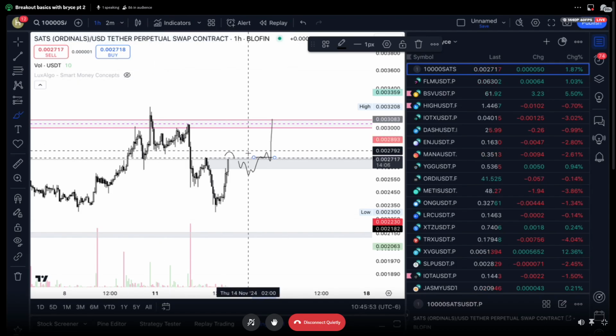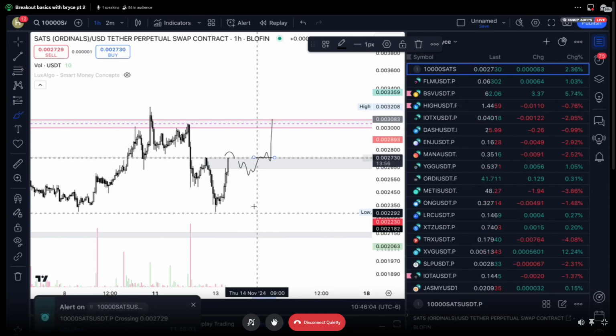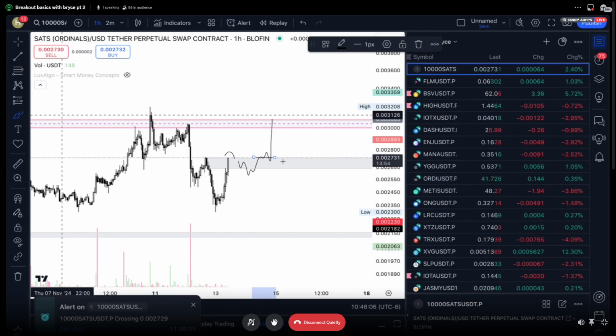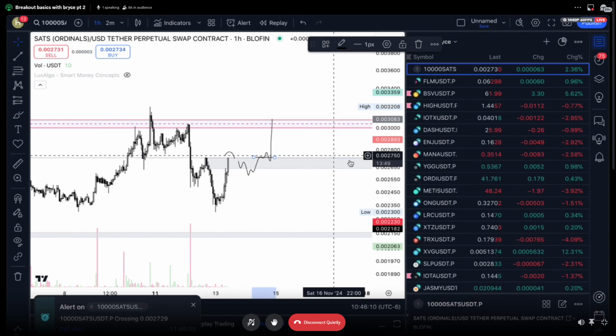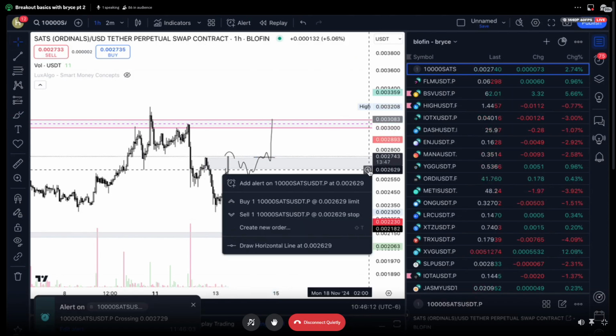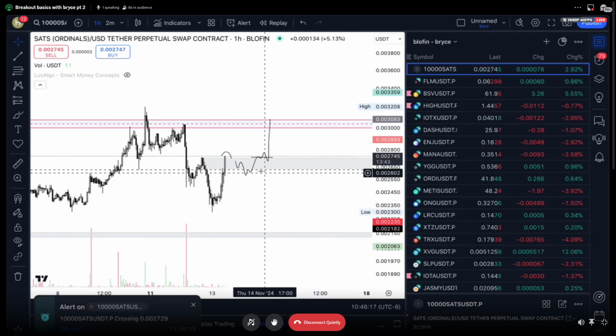So I set my alerts. My alerts will probably go off here shortly. Come on. There's the Sats alert. Now I'm going to be monitoring. I'm going to do one of two things. A, I'm going to set my alerts on this deviation. Then once this alert goes off, I'll reset my alerts on this reclaim.